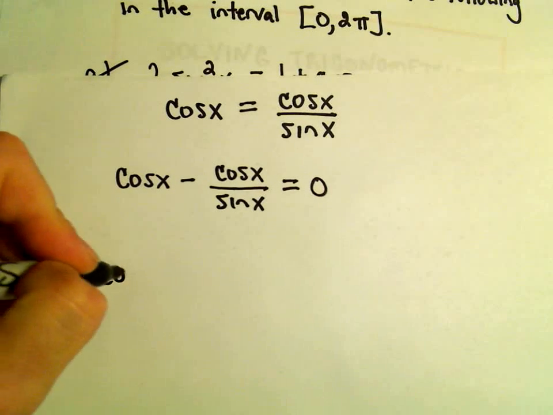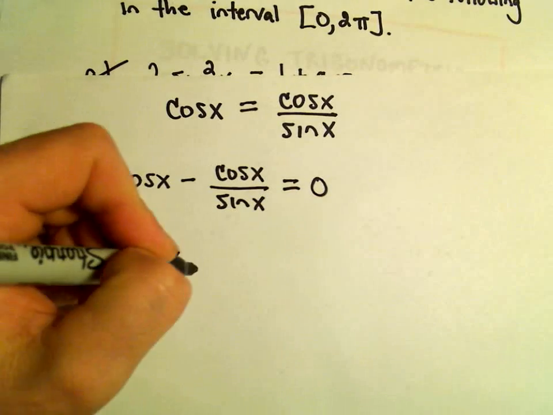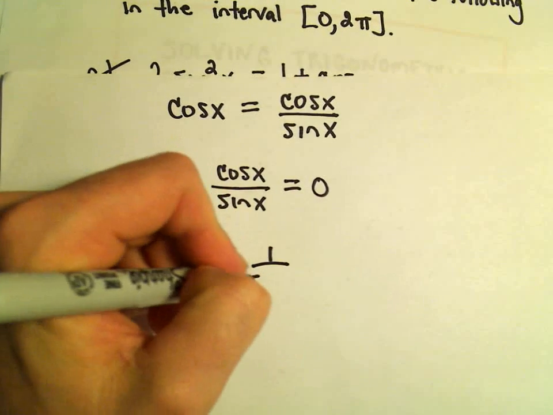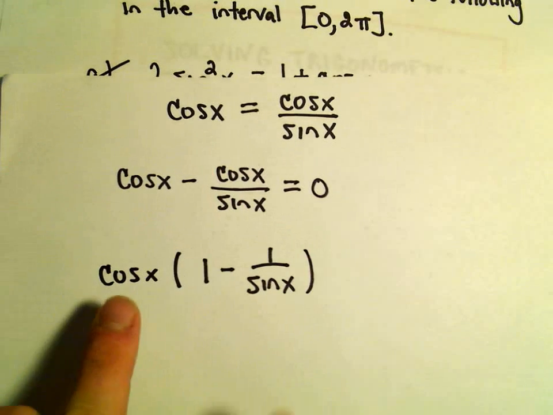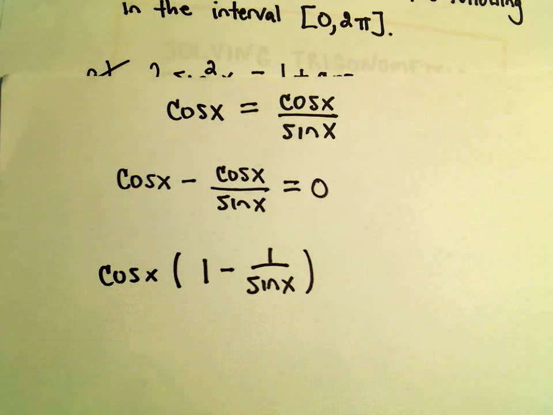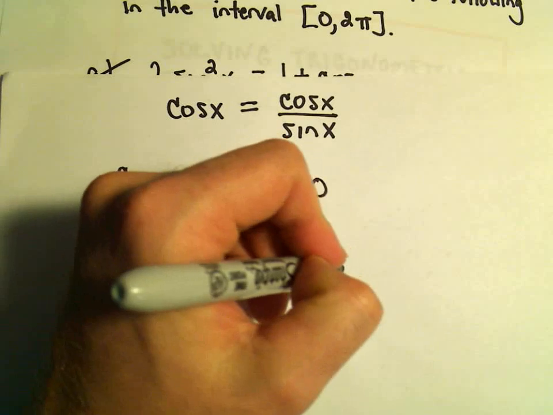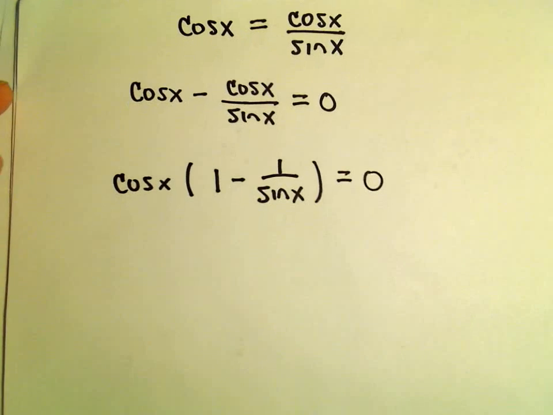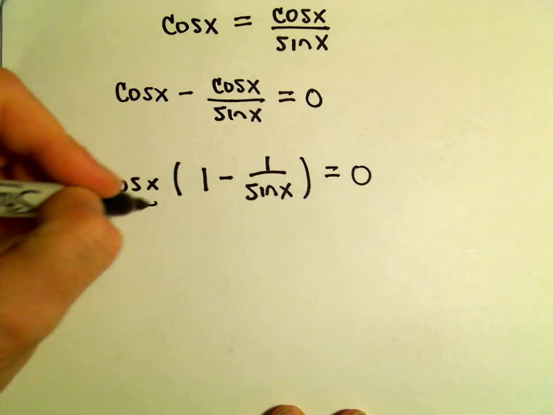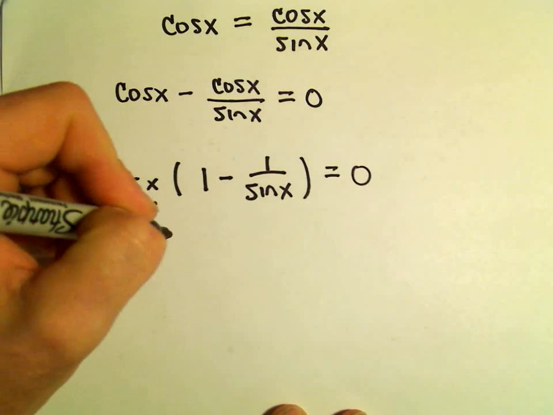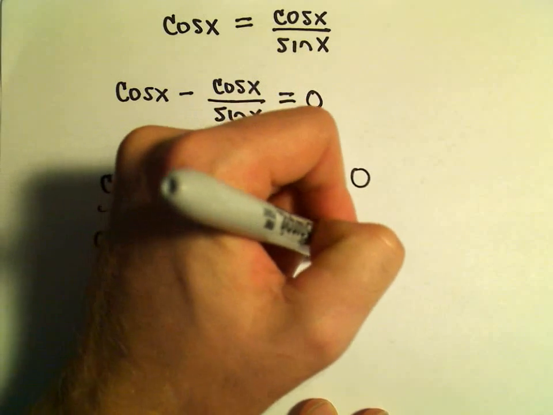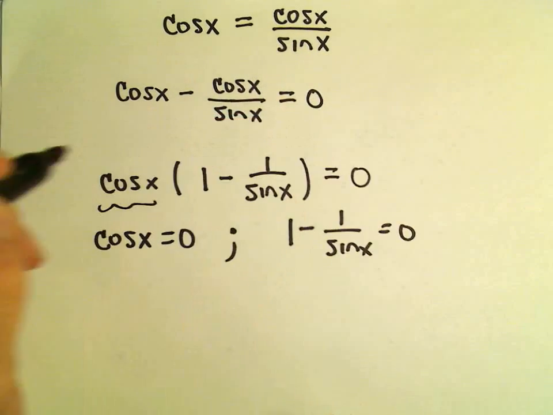Well, I can factor the cosine x out. So cosine x times 1 would give me cosine x minus 1 over sine x. When I distribute these out, we'll get our cosine over sine. So again, now we have to simply set each factor equal to 0. So we'll get cosine x equals 0. And then we'll get that 1 minus 1 over sine x equals 0.